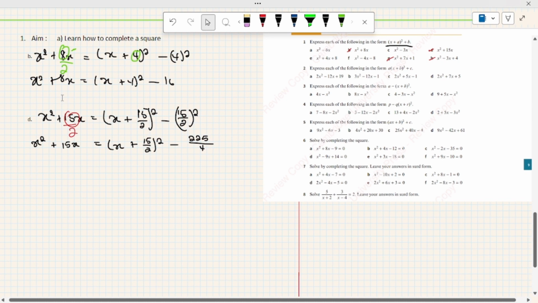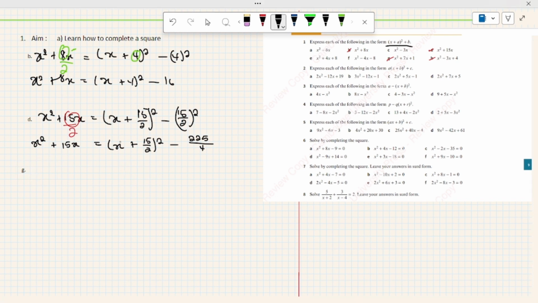The third question you're going to do is G. What does G require us to do? Completing a square, I guess, because that is the main purpose, the aim of this video. Okay, let's look. The question is x squared plus 7x plus 1 equals, same concept, guys. Look at the coefficient of x, divide by 2. Same concept, x plus 7 over 2.